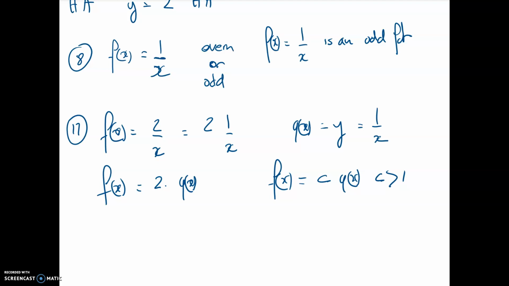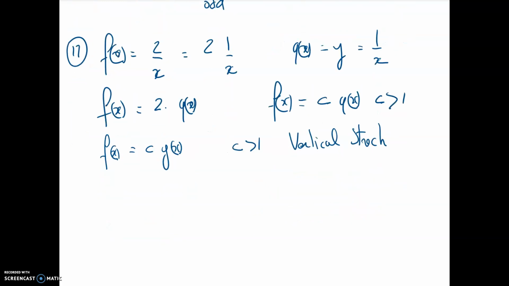And you should remember this, okay? That when you have a function f of x equals c g of x and c is greater than 1, we have what we call a vertical stretch, meaning that the values of y are going to be stretched.